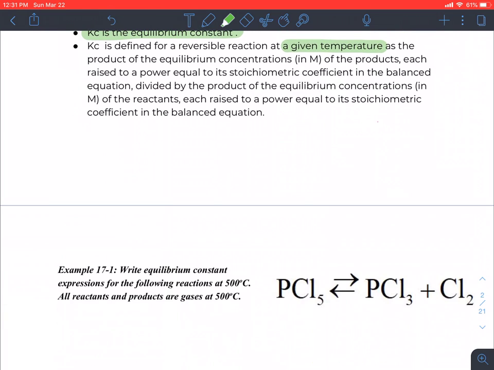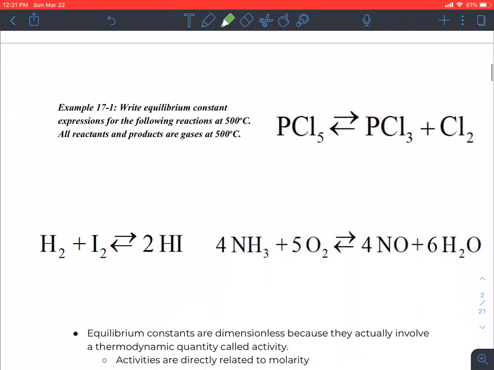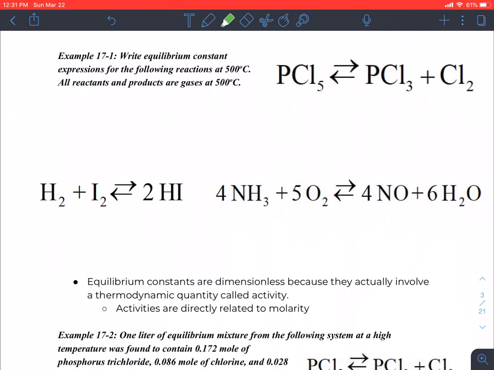Knowing that, let's go on to the next page, and we're going to work example 17.1a. I'm going to stop the video and start a new one. We're just going to practice this really straightforward.